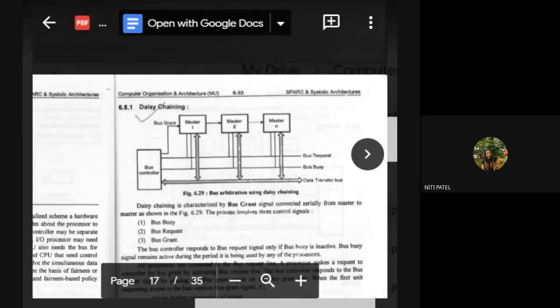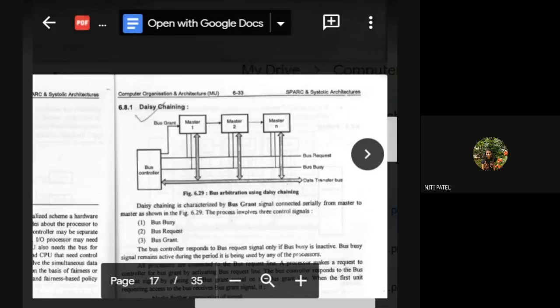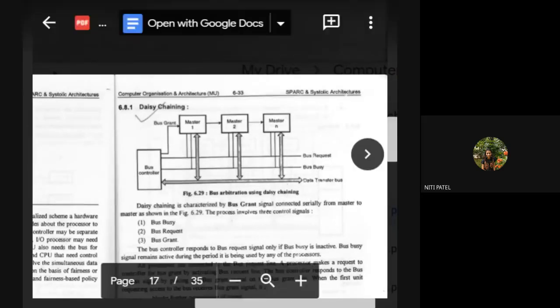Now you have three more lines, called bus grant, bus request, and bus busy. Before the data transfer takes place, any machine that wants to transfer data, either to another machine or to the bus controller, has to use the bus request, bus grant and bus busy lines. You cannot directly start the data transfer. You have to first request, then the bus will be granted, and then you can transfer data using the data transfer bus.